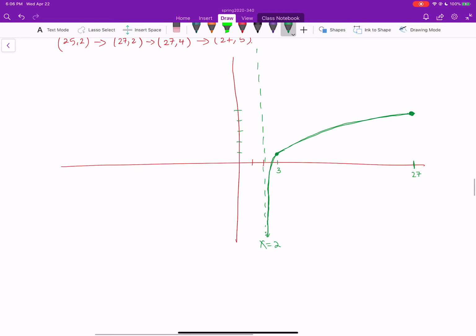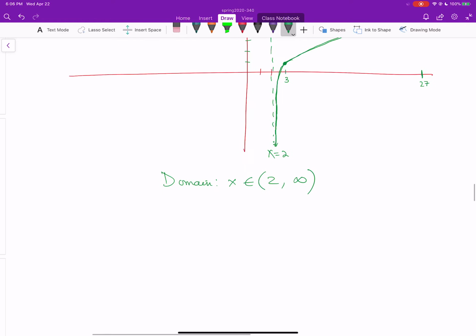So one thing we can do from the graph is clearly state what the domain is. What's the domain? The domain is x belongs to 2 to what? Positive infinity. So now the question is, if you hadn't drawn this function, how would you respond to this question here? Find the domain of 2 log 5 of (x minus 2) plus 1. I want you to find the domain.